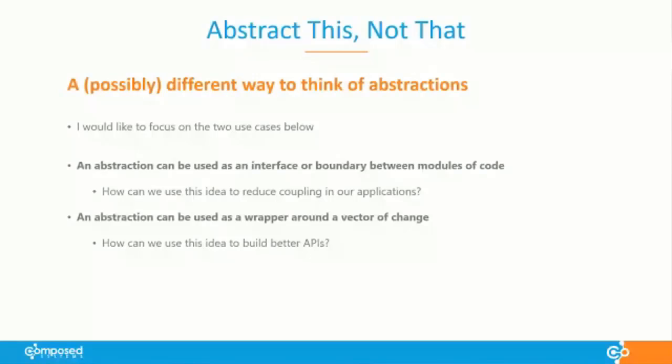The other way I'd like to talk about abstractions is using them as wrappers around vectors of change, and concentrating on how we can use that idea to build better APIs.